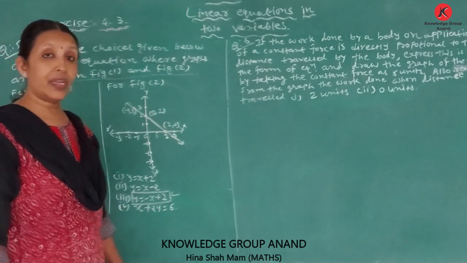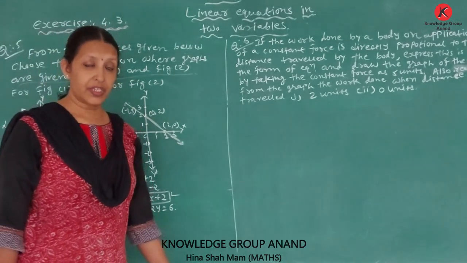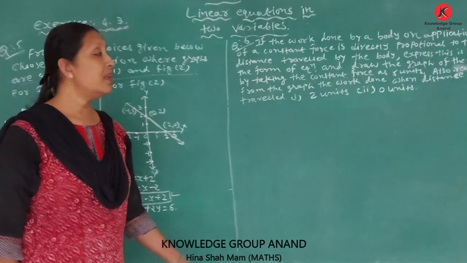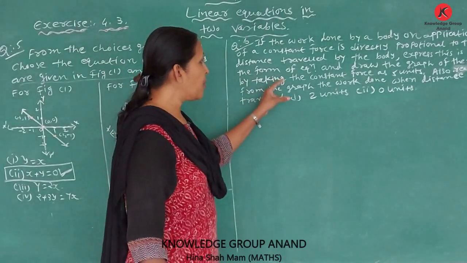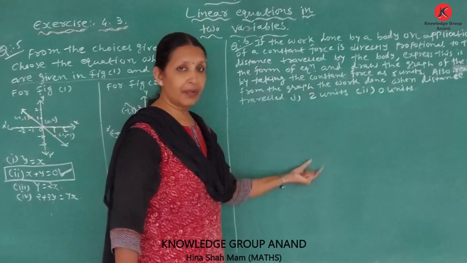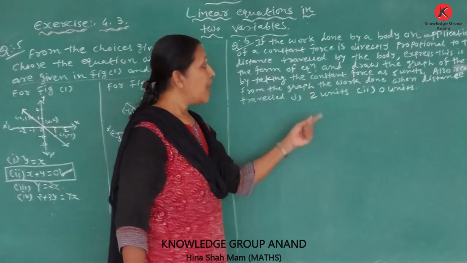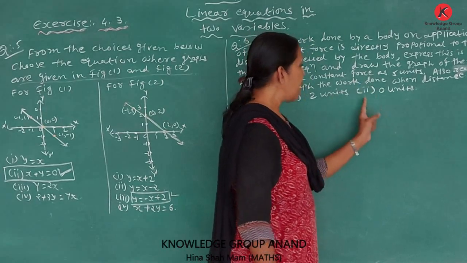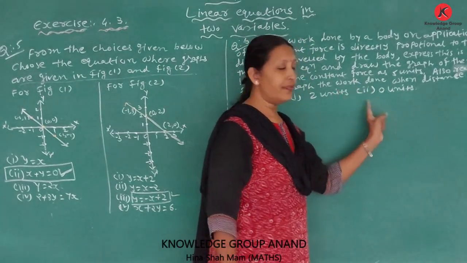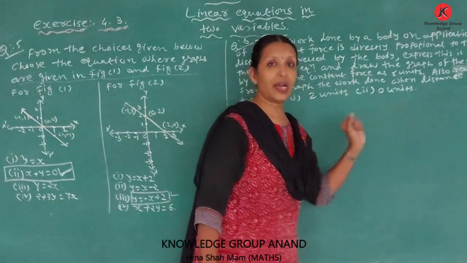First we make a linear equation in 2 variables, then prepare its graph table and draw the graph. After drawing the graph, we find these 2 answers.